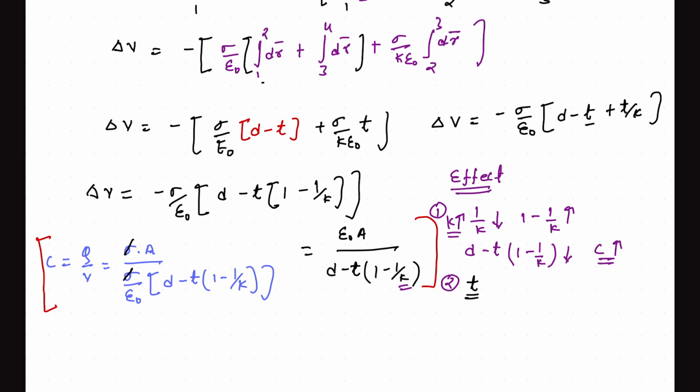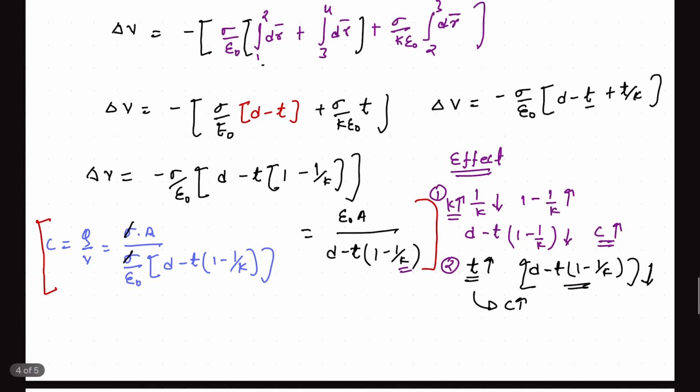Okay, what if I increase the thickness of this dielectric slab? If I increase the thickness of the dielectric slab, then this value, d minus t(1 minus 1/K), because this is a negative term, will increase in magnitude, and in total this value will decrease, and because of that again the capacitance will increase. Okay, so this is the effect.